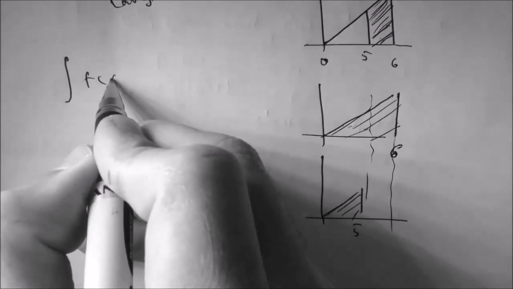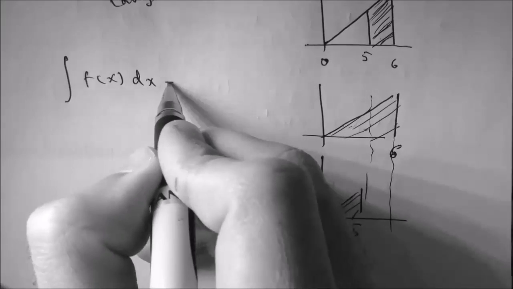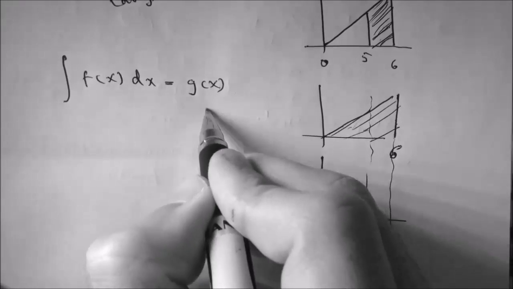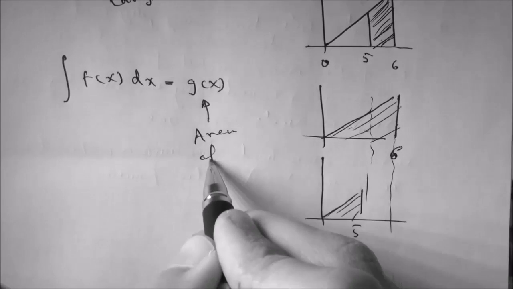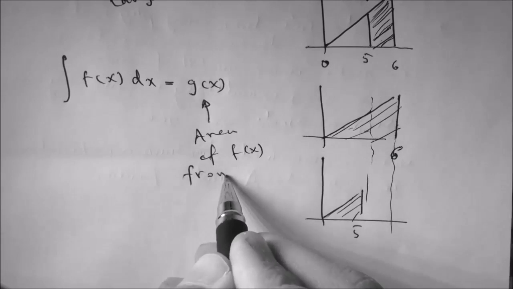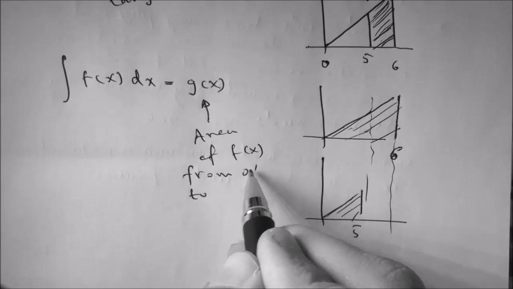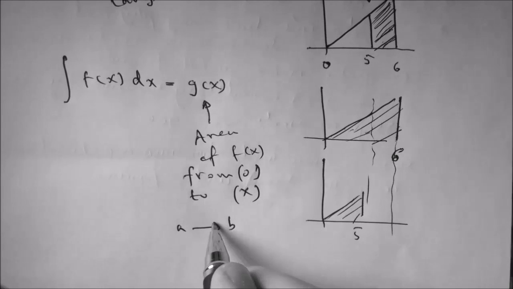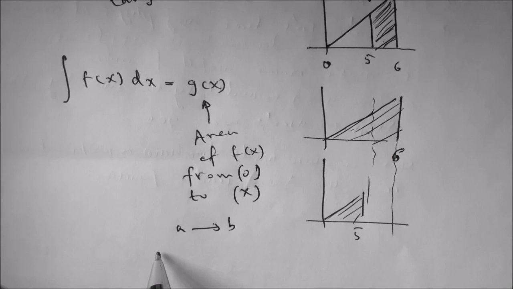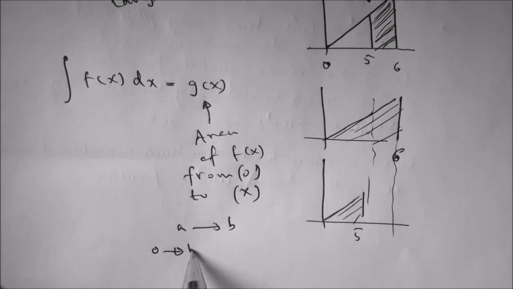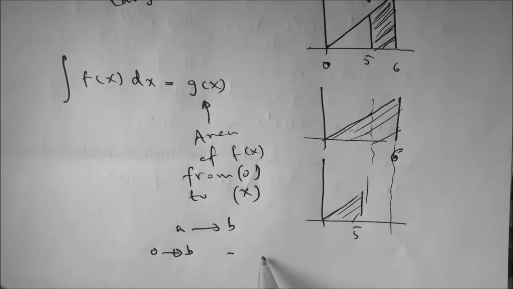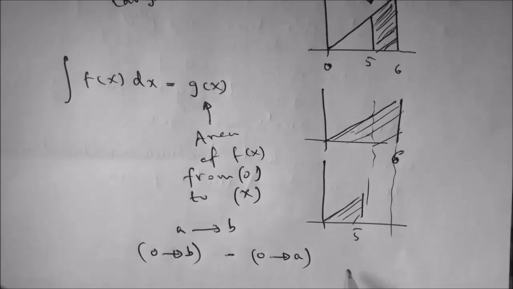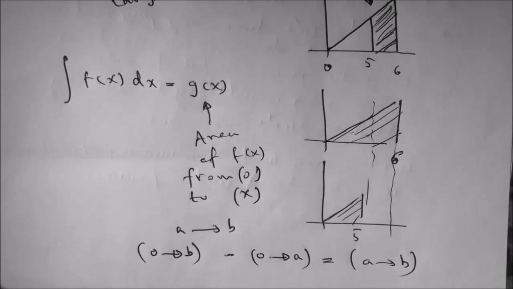So if we define integration for f of x, this is an indefinite integral, okay? Say that the result is g of x. It's defined as the area of f of x from 0 to x, any other number. So if you find it from a to b only, you find the area from 0 to b and subtract from it the area enclosed by 0 and a, and you get the area from a to b, okay?